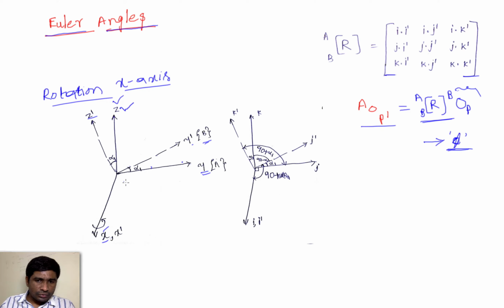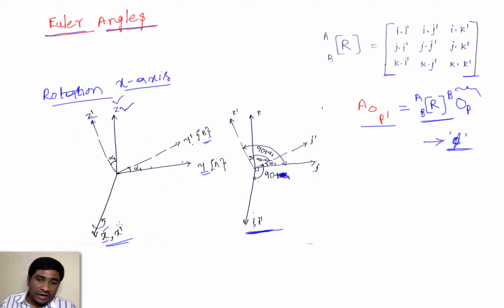If you draw the angles between these in this diagram, these are the unit vectors. i is the unit vector along the x-axis, and i dash is the unit vector along x dash. But here x and x dash are coincident, because we are rotating about the x-axis. What is the angle between i and j? That is 90 degrees. And what is the angle between i and j dash? That is also 90 degrees.